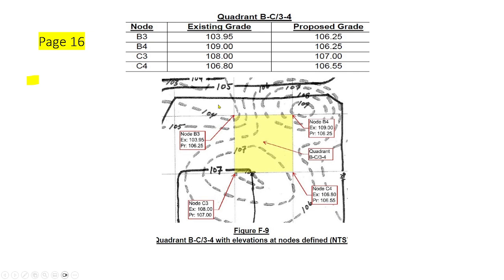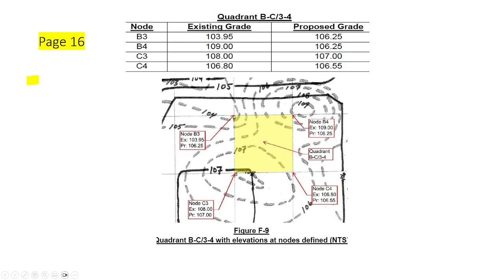So they're going to say this, that we went through defining these. This is B3. Look what they have for B3. I don't know if you can read this, but they have existing elevation 103.95, almost 104, where the existing is. So I don't have an argument with that.